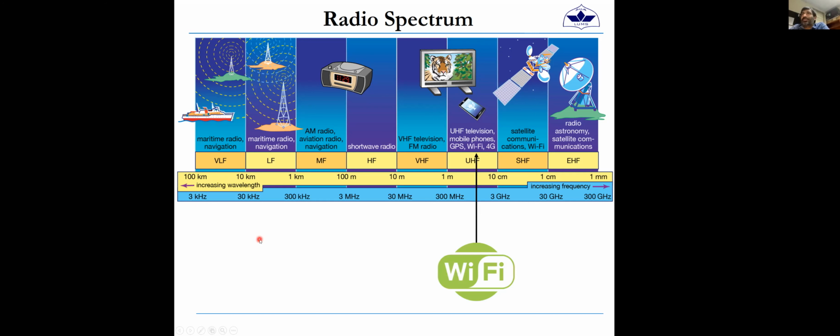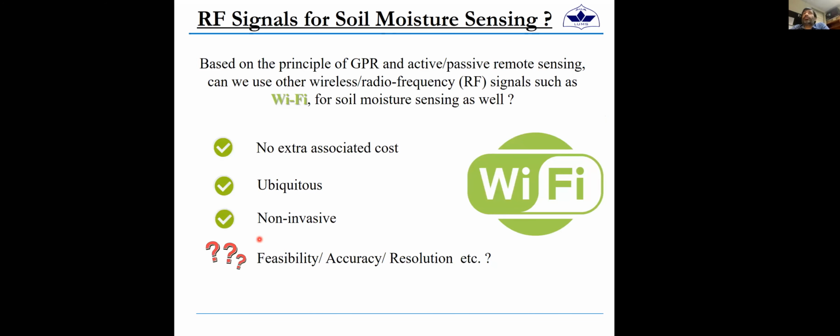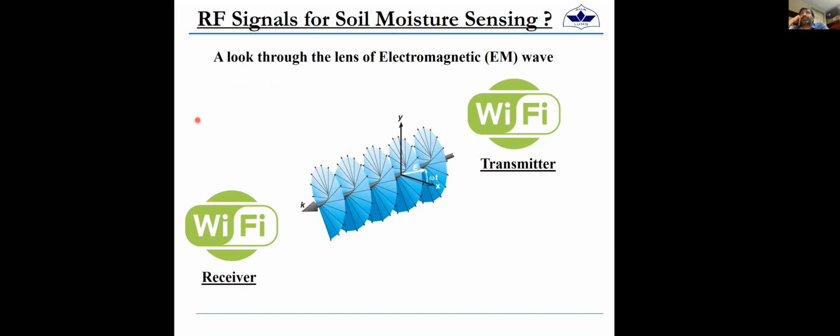For example, Wi-Fi. Wi-Fi is just one technology that uses these radio signals, or radio waves, or electromagnetic waves, to transmit data from transmitter to receiver and also backwards. So now let's move to what we were doing. Now we know that Wi-Fi is nothing but a technology which uses electromagnetic waves to transmit data. Now, how can I use a Wi-Fi transmitter and receiver to do soil moisture sensing? Let's look at it from the lens of an electromagnetic wave. You have a Wi-Fi transmitter somewhere here, and then a Wi-Fi receiver somewhere here.